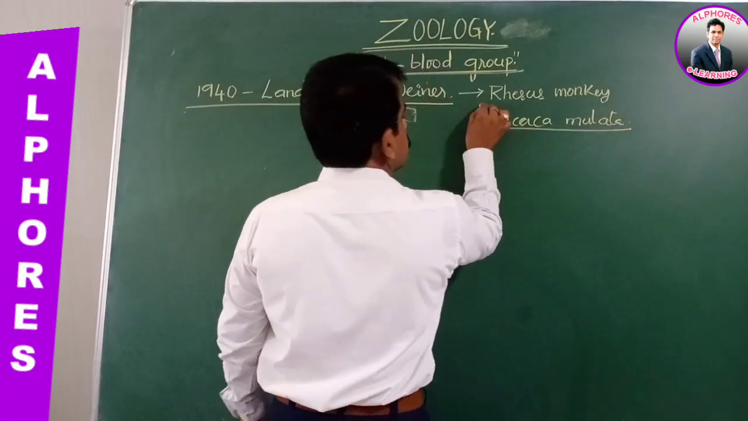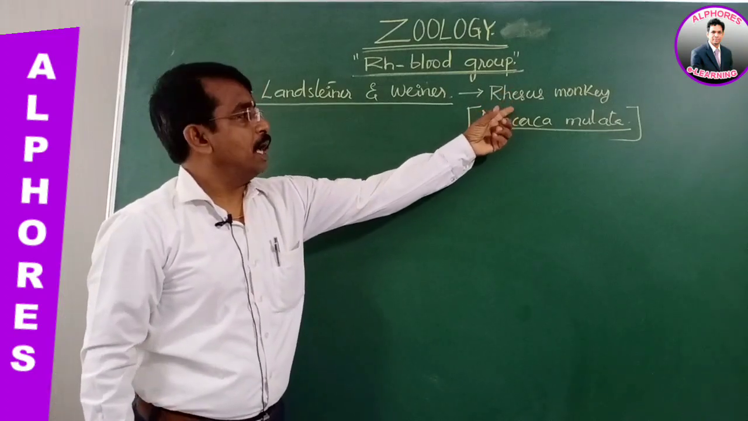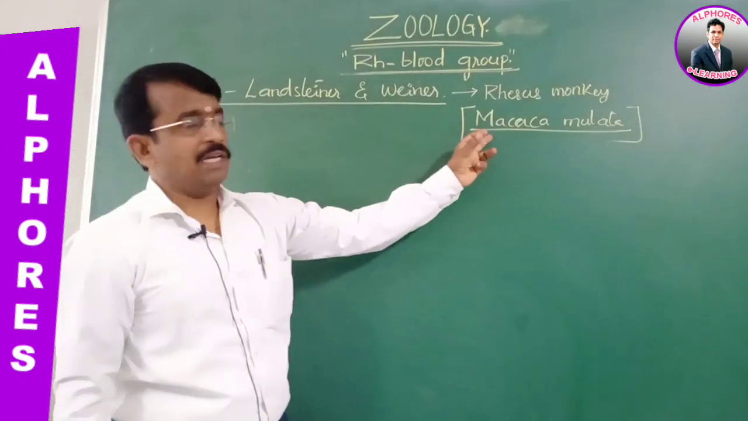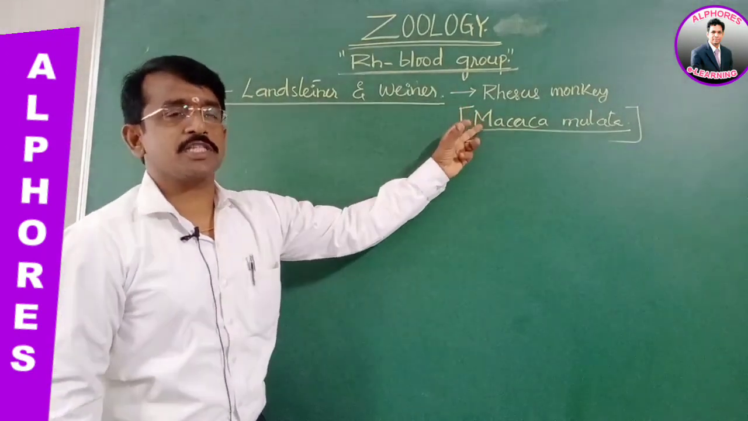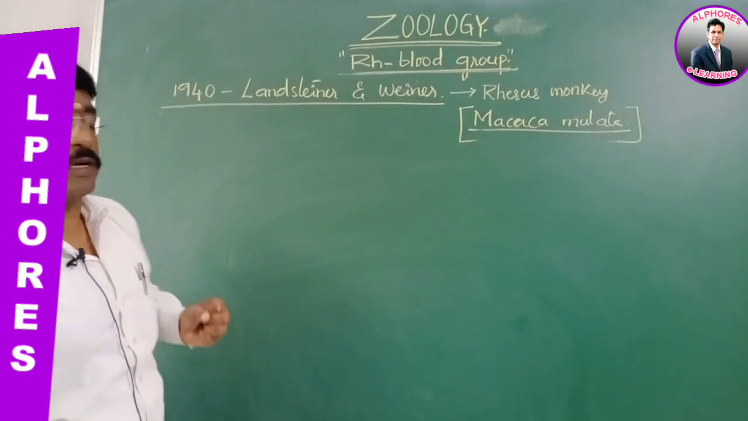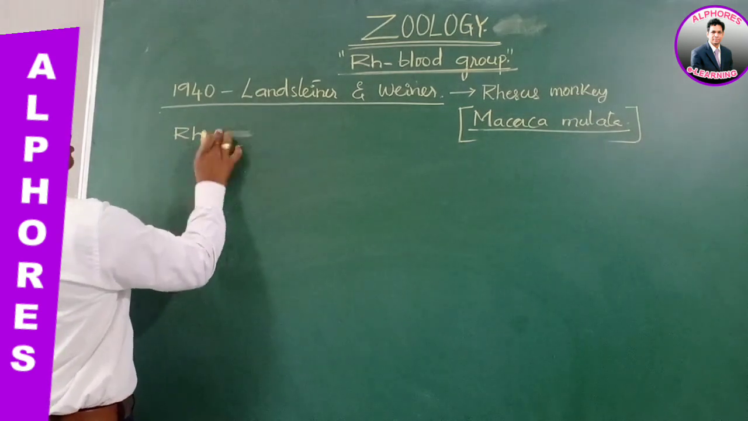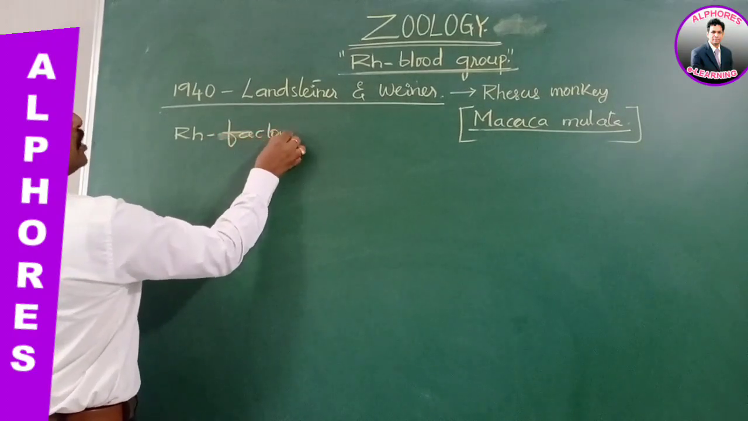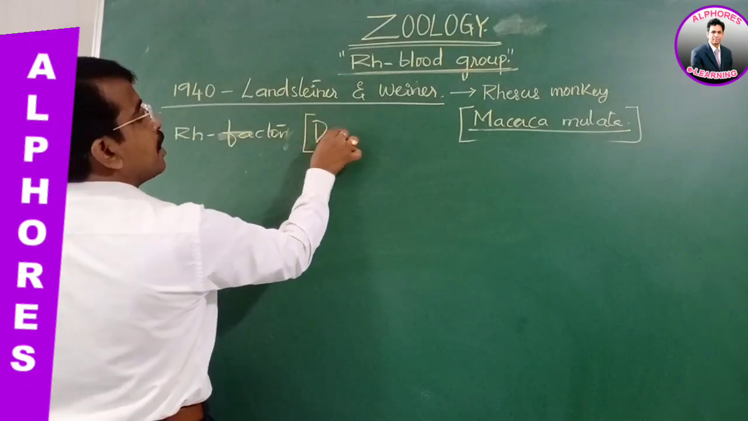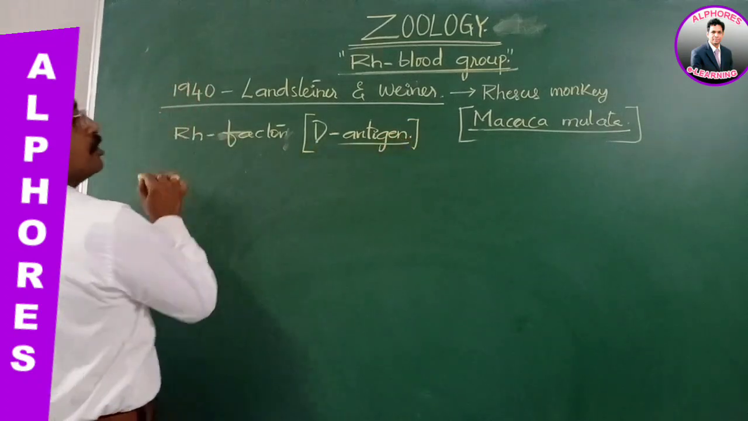Macaca mulata is a rhesus monkey. While working with this blood transfusion experiment on the rhesus monkey, one more antigen was identified, which is named the Rh factor or Rh antigen. In most instances, it is also named the D antigen.